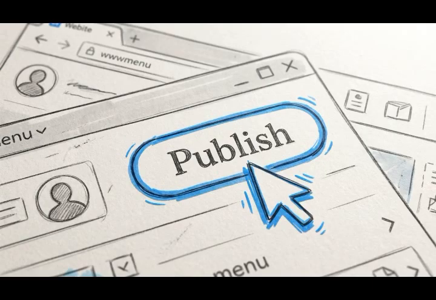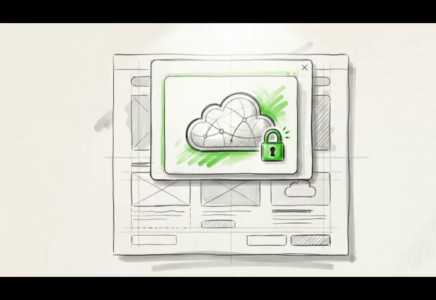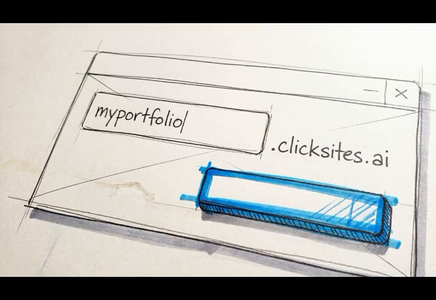Once you are happy with the layout, look to the top right corner of the editor and click the Publish button. You have several choices for deployment. The simplest option is utilizing ClickSites' instantly available secure hosting on a free subdomain. Type a custom identifier into the box like My Portfolio and click Launch.